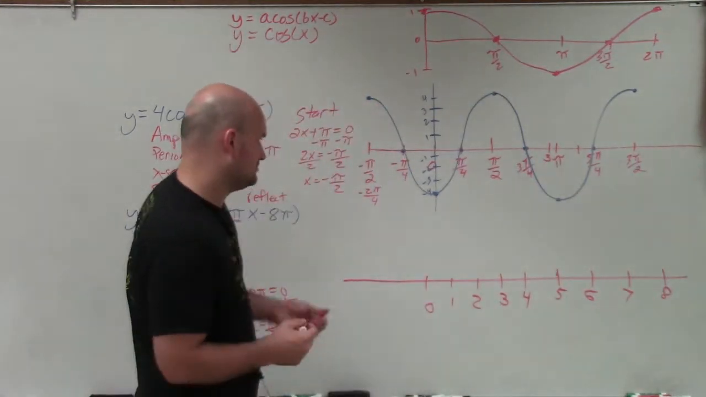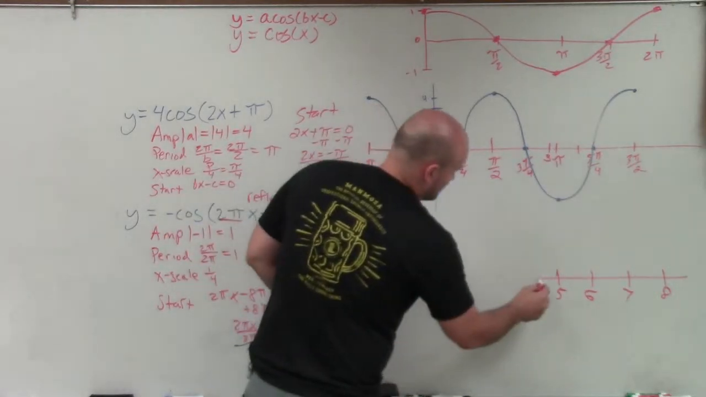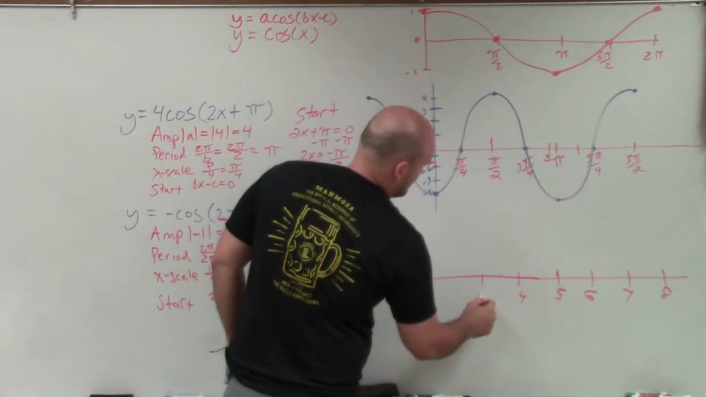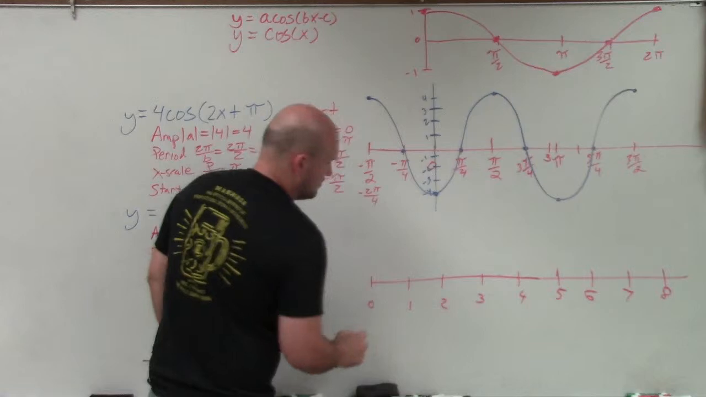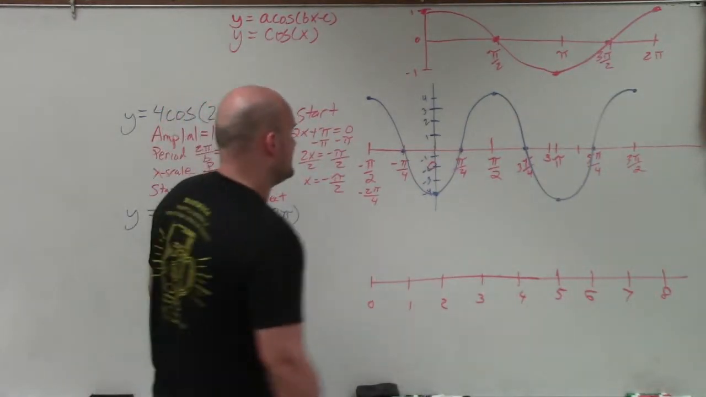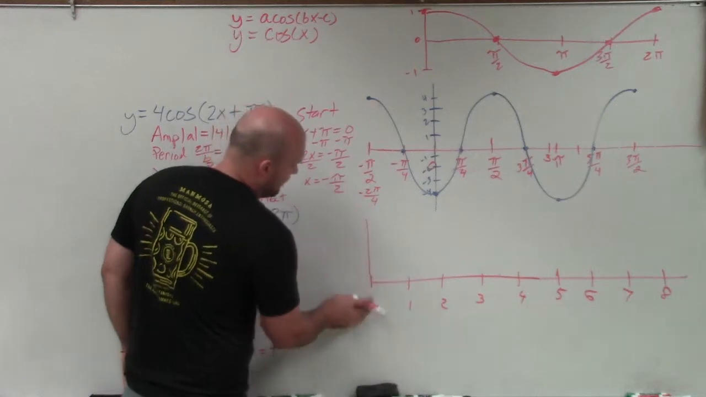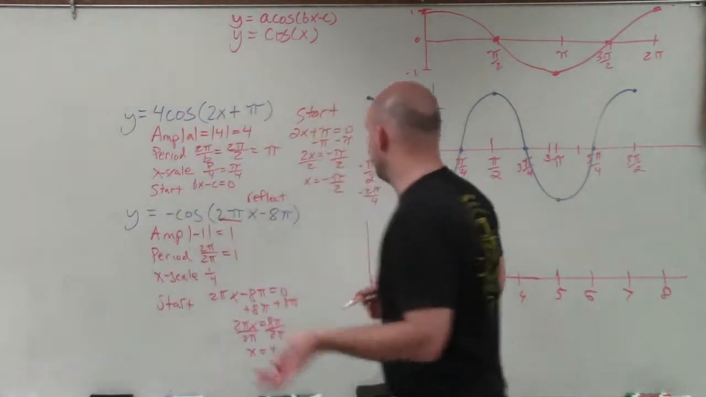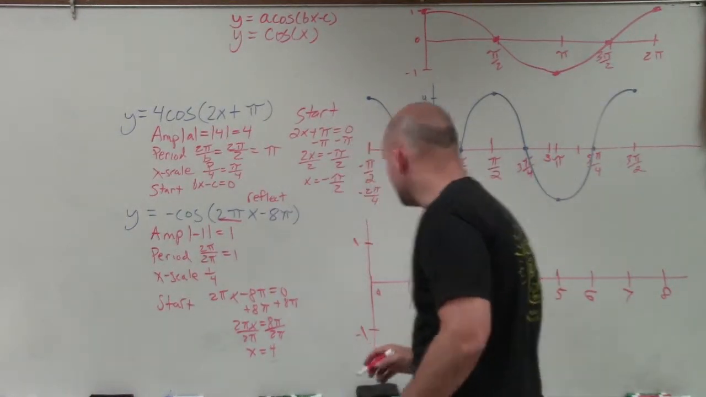Now, let's scale that a little bit better. I think that looks a little bit better. OK, so here's going to be my start. And again, you can see at 0 here, now here's going to be my y-axis. And the amplitude, though, is just going to be 1 and -1. So I'm just going to go up to 1 and down to -1.